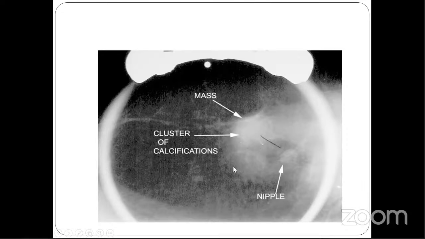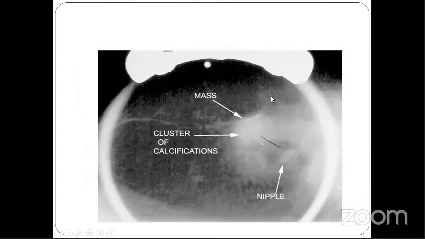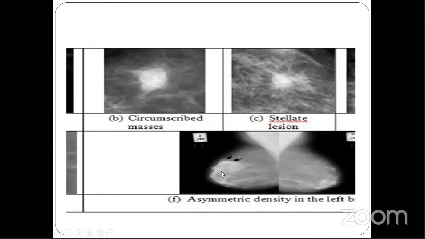Okay, so maybe we have a mass like this. We said this is a circumscribed mass with a satellite lesion here, and we have calcification, small calcification, irregular calcification, and branching and heterogeneous in size and shape, and we can request also magnification. Here we can see asymmetrical density in the left breast. So all these are signs of malignancy.